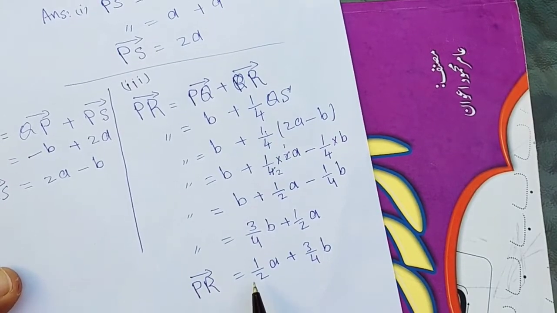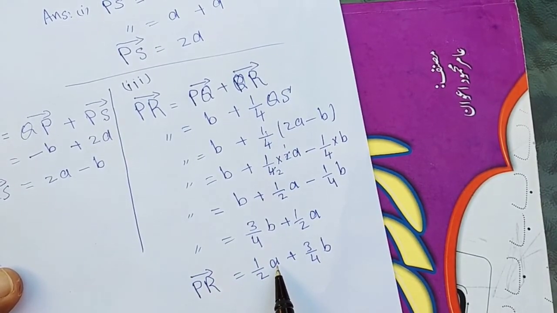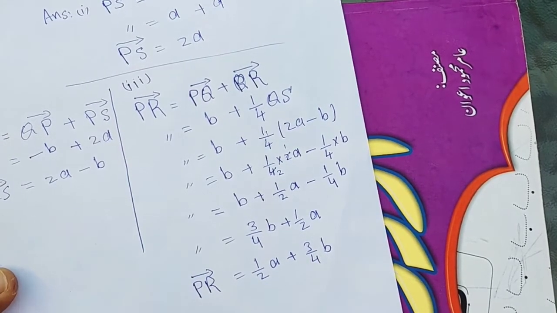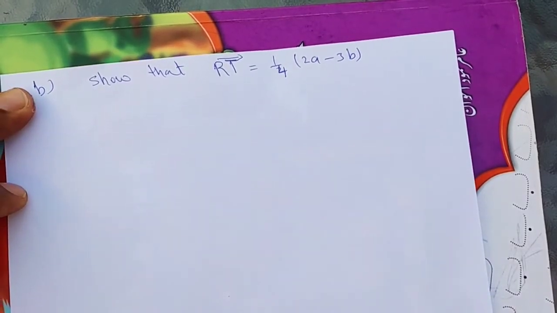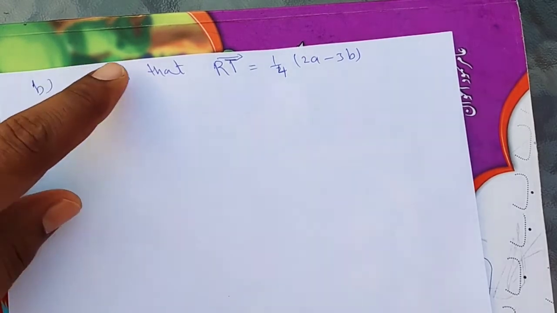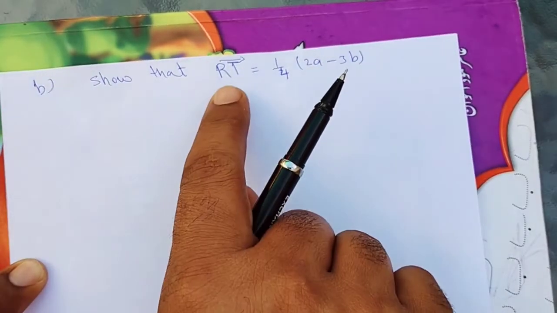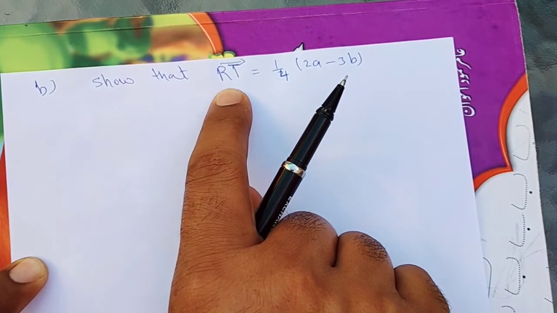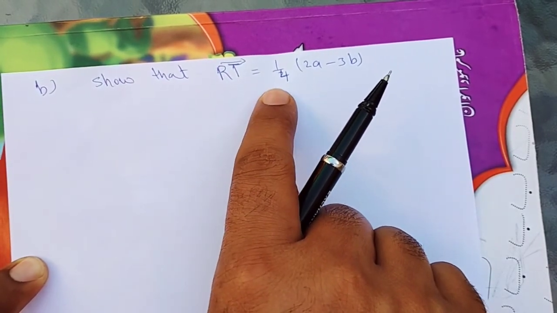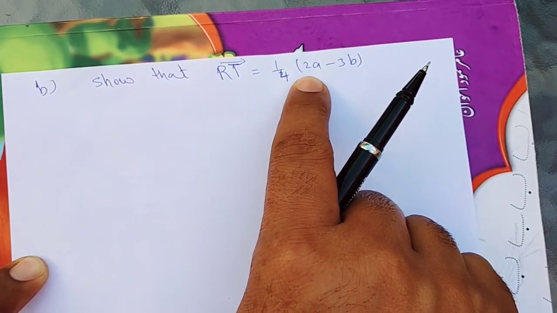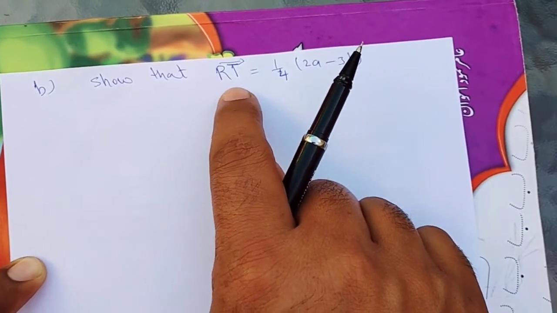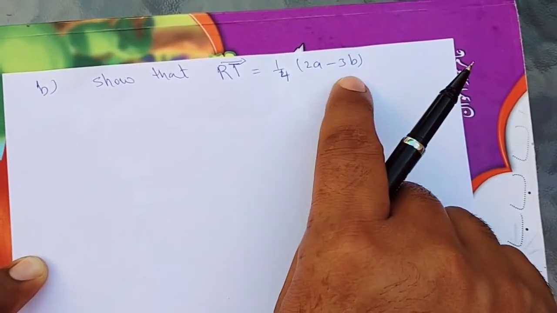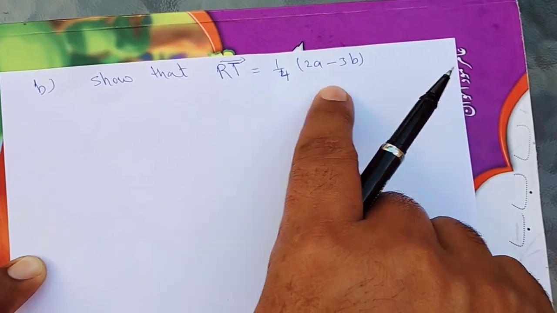PR is equal to 1/2A plus 3/4 B. Let's see, my dear, part B of the same question. Show that RT equal 1 over 4 into 2a minus 3b. We are going to show RT equal this in the form of AB, or in terms of AB.